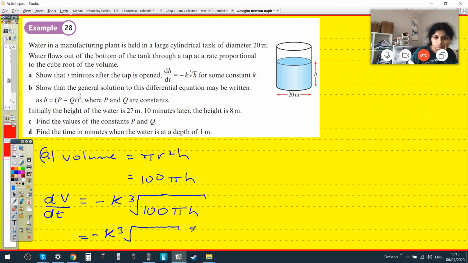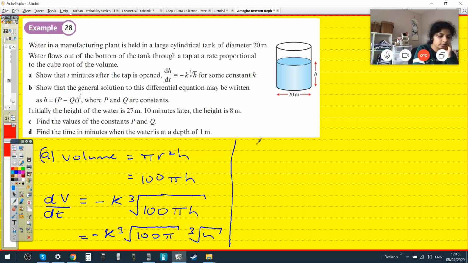Let me just do them separately. Is that right? 100 pi. So minus k cube root 100 pi h. Show that t minutes after the tap is open, so that we want dh by dt. We have dv by dt. You have to do dh by dt is equal to dv by dt multiplied by dh by dv.